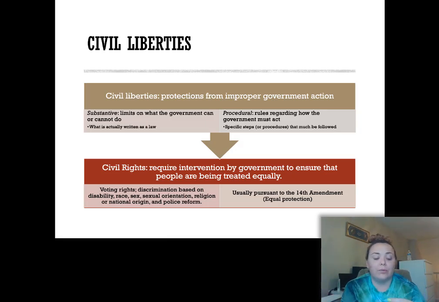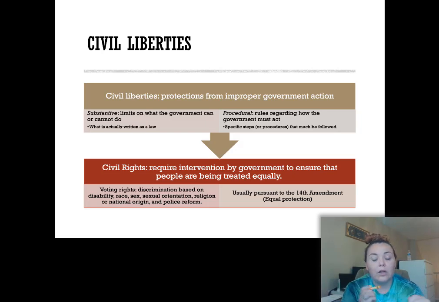So let's move on to civil rights. Civil rights are going to be things that the government has to actively do something to protect, especially from minority populations. Things like voting, okay? Discrimination based on religion or sex, sexual orientation, etc. And all of this is pursuant to the 14th Amendment that says everybody is entitled to equal protection under the law.